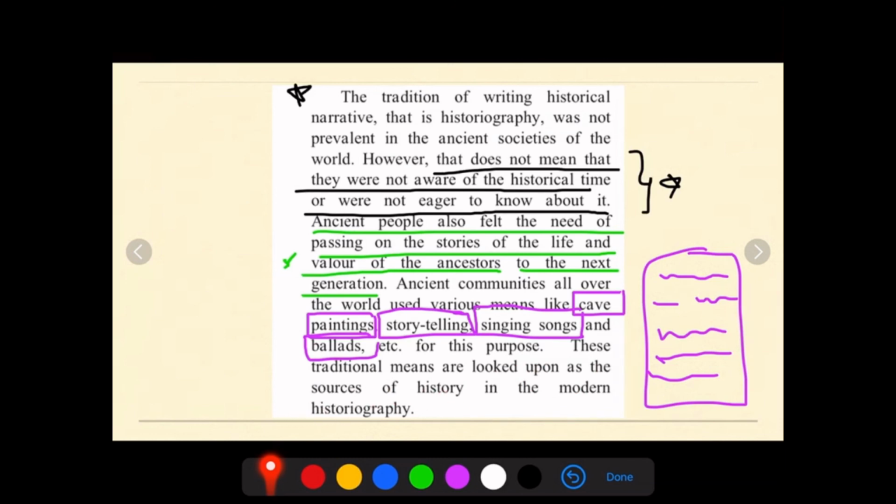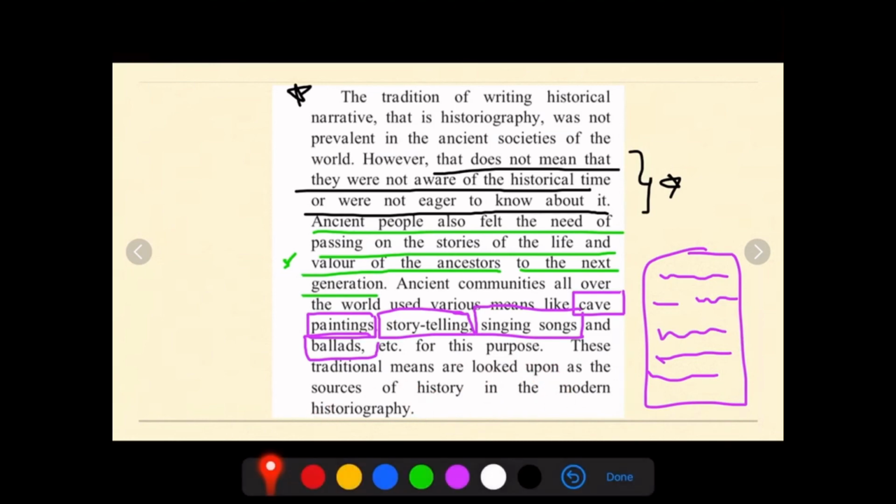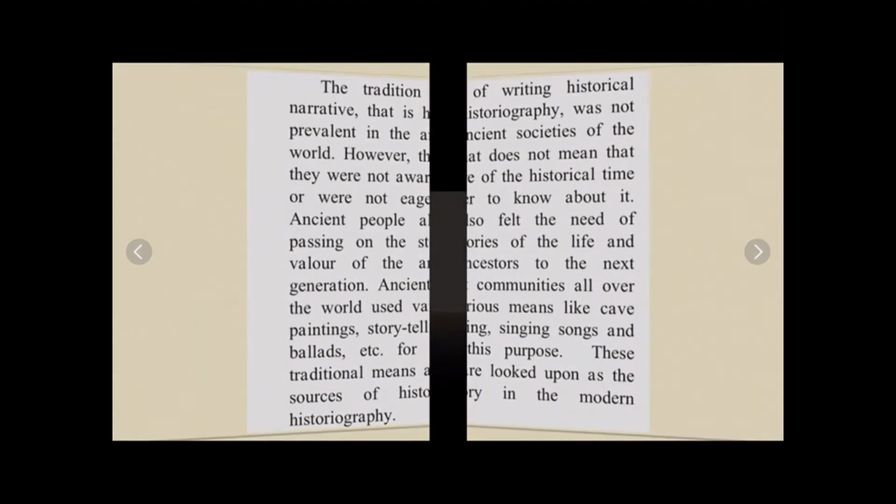Now, how these traditional means were used to pass on history, we study in the cave paintings as well. Then storytelling, singing songs, ballads, how the earlier, ancient people did it. This study is the study of modern historiography. So these sources, the caves and the songs and the ballads, are looked upon in modern historiography. I hope this is clear with you.